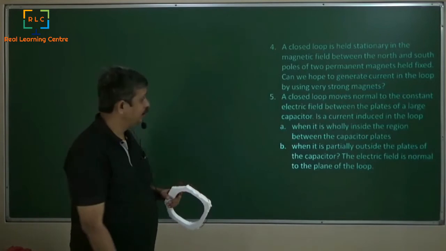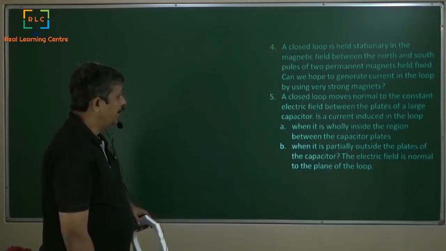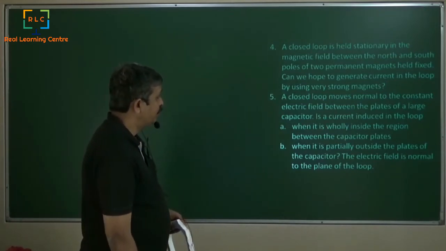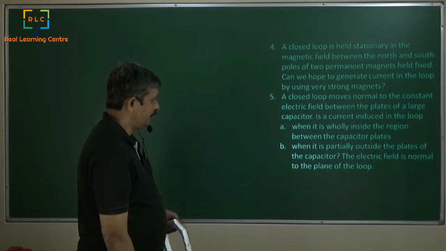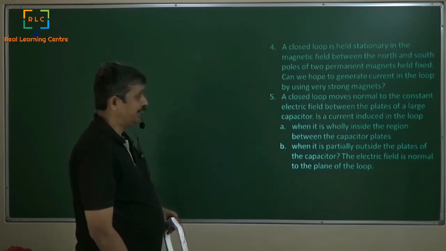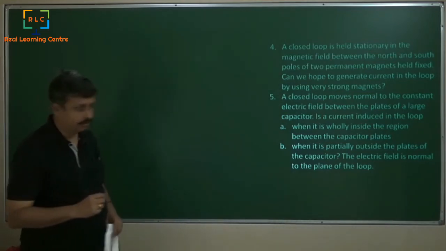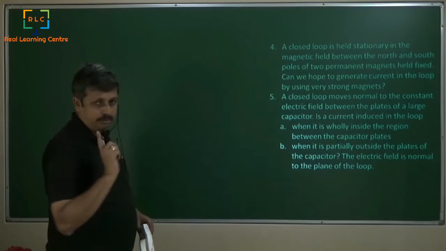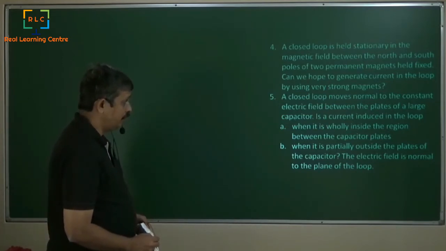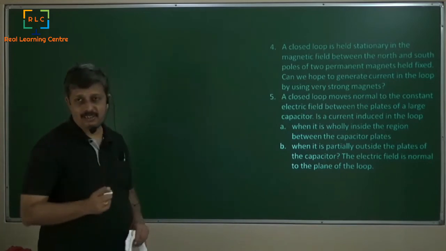The next question is: a closed loop moves normal to the constant electric field between the plates of a huge, large capacitor. Is a current induced in the loop when it is wholly inside the region between the capacitor plates? Let's understand the question. A closed loop like this moves normal to the constant electric field.